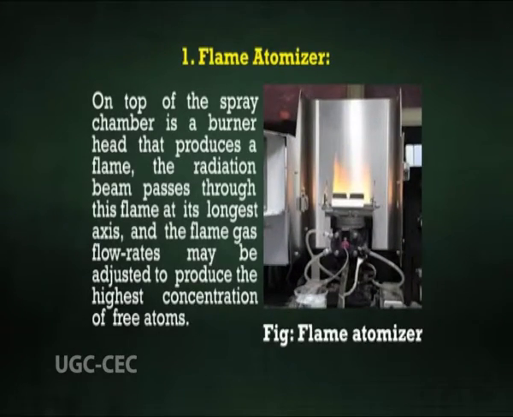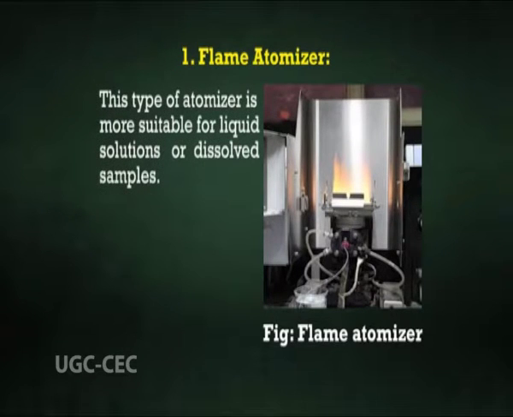On top of the spray chamber is a burner head that produces a flame. The radiation beam passes through this flame at its longest axis, and the flame gas flow rates may be adjusted to produce the highest concentration of free atoms. This type of atomizer is more suitable for liquid solutions or dissolved samples.